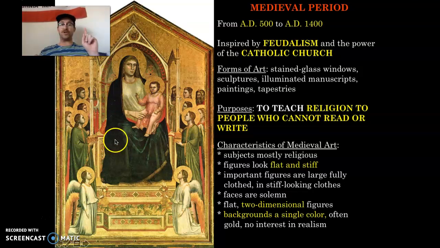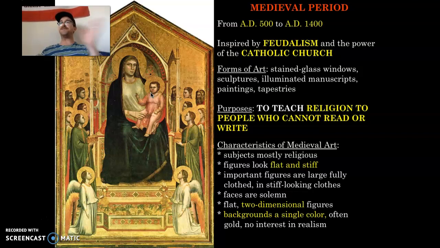Now, a couple really quick hints. If it looks like they have alien fingers or sort of alien toes, that's another dead giveaway. Or if it looks like their faces kind of look like turtles, that's another dead giveaway for a medieval period piece of art. Now, the Renaissance pieces of art, they are radically different.